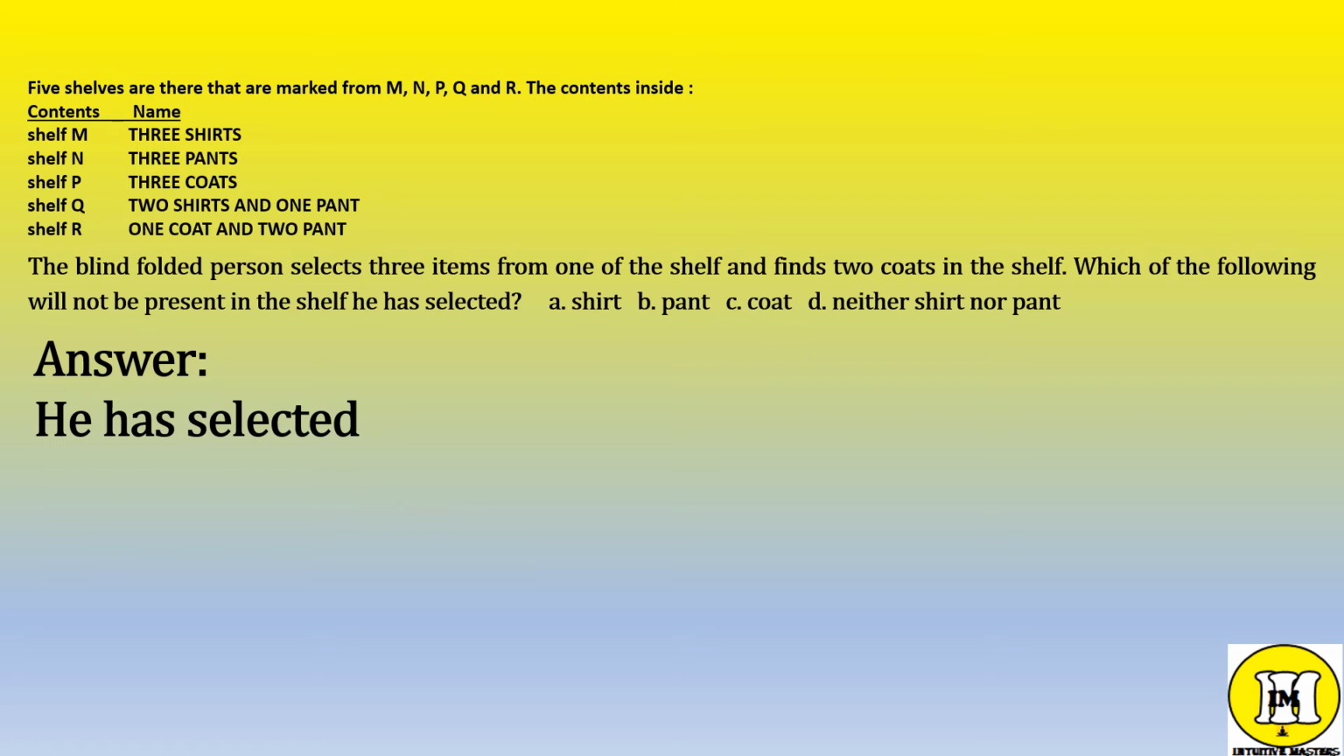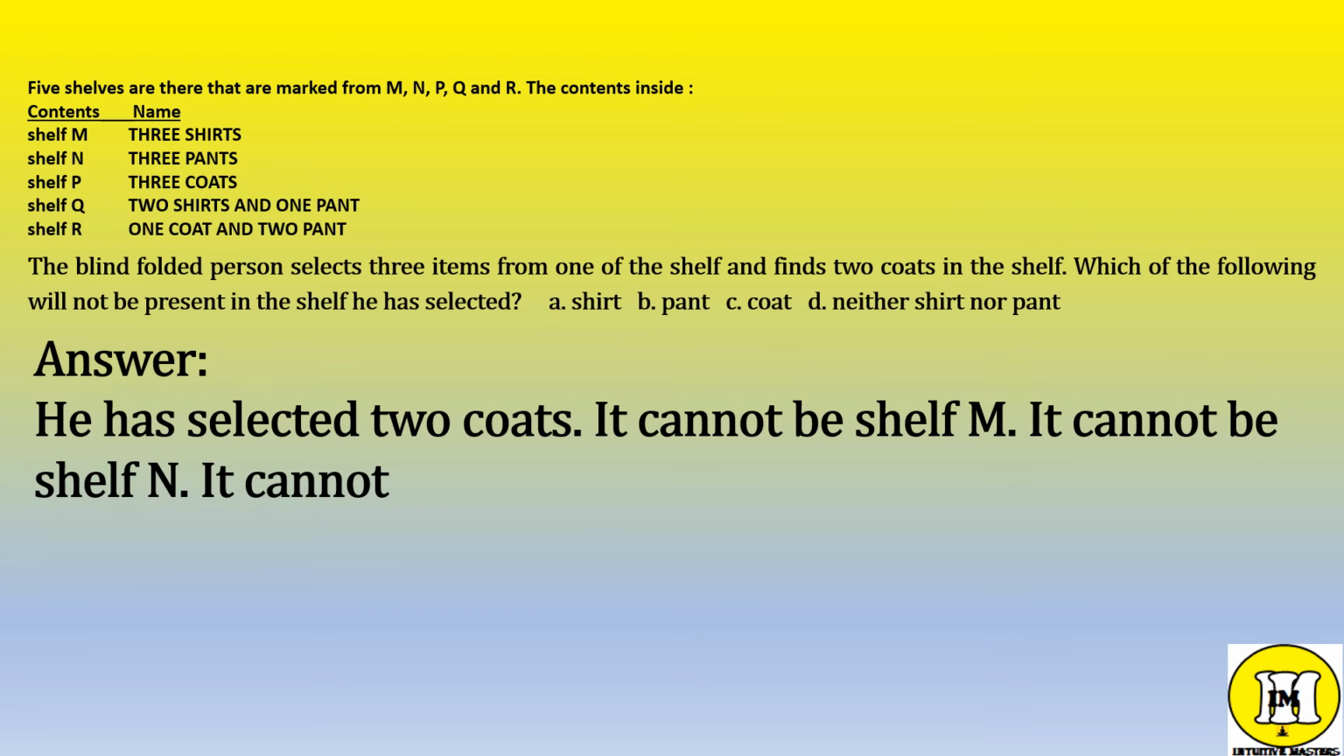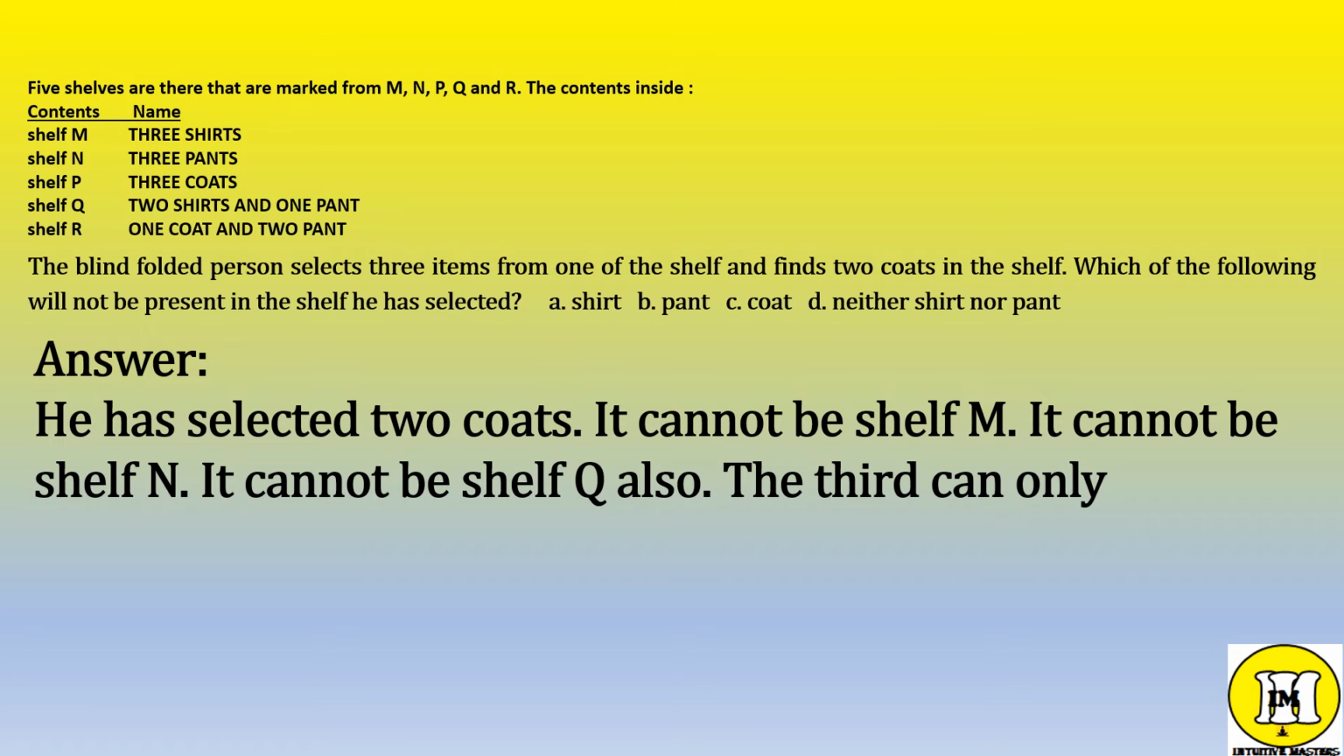He has selected 2 coats. It cannot be shelf M. It cannot be shelf N. It cannot be shelf Q also. The third can only be another coat. And it can be neither a shirt nor a pant. Option D.